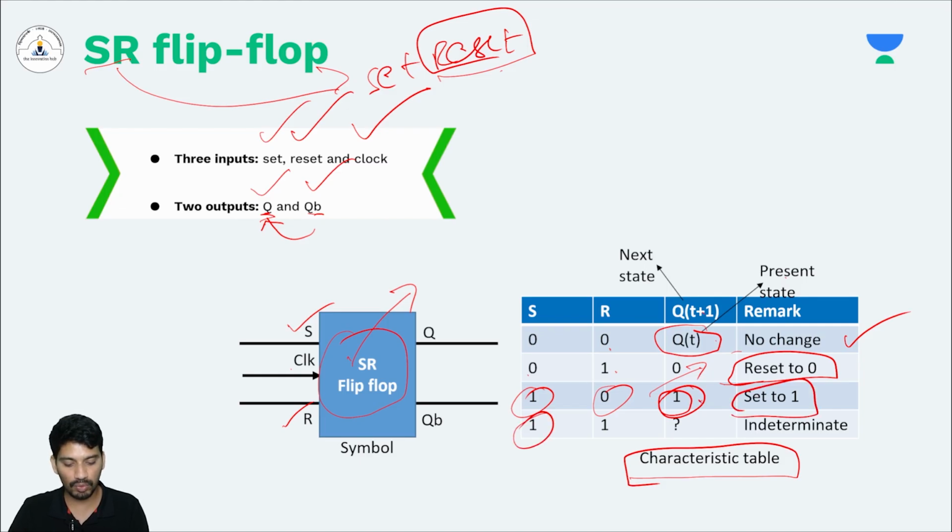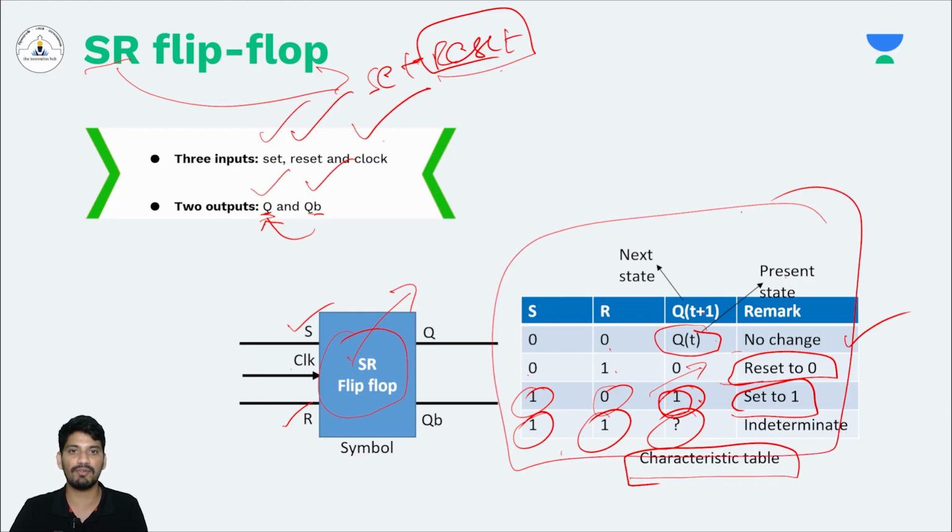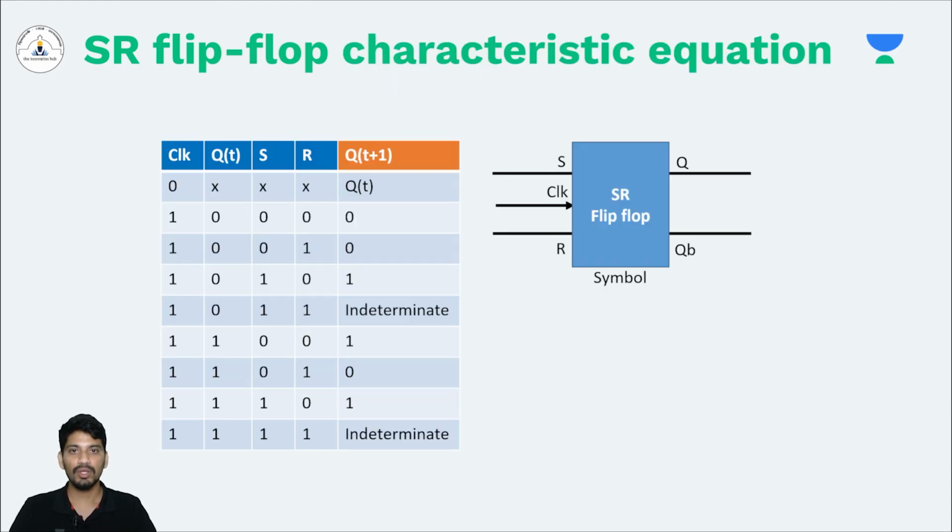And if S is equal to 1 and R is equal to 1, this is an indeterminate state, because you are trying to set and reset both at the same time, which cannot happen. So this is the characteristic table of the SR flip-flop. So let's see what the characteristic equation of the SR flip-flop is.